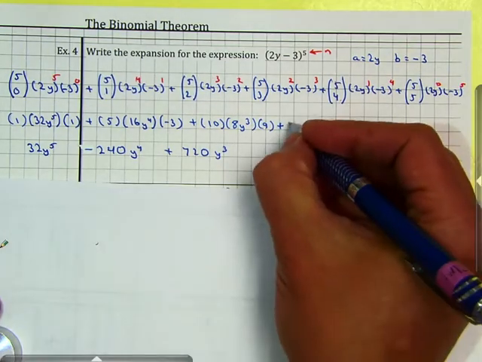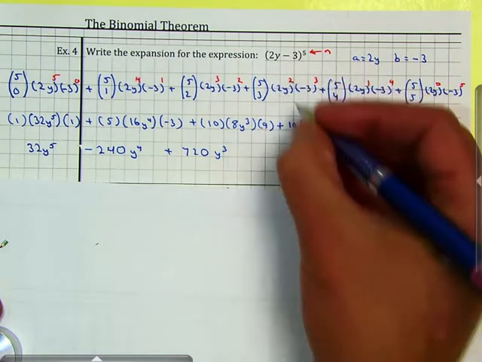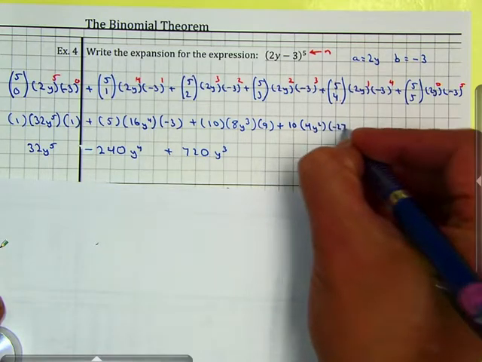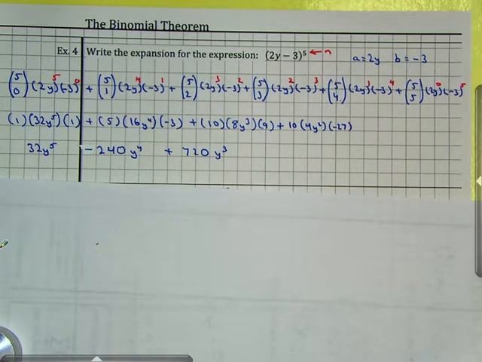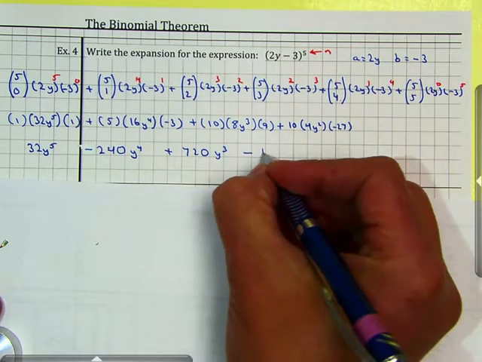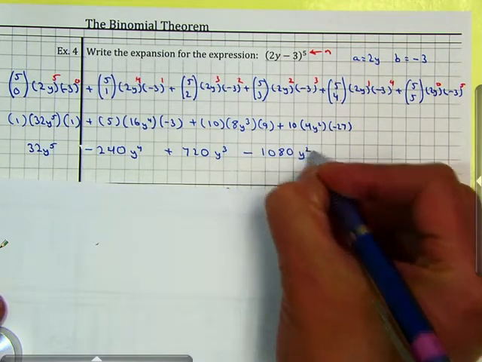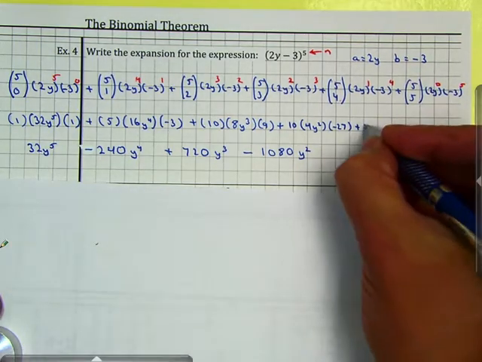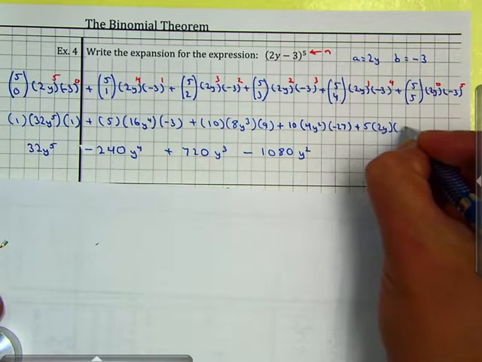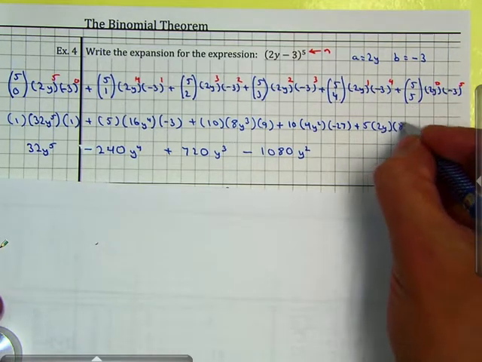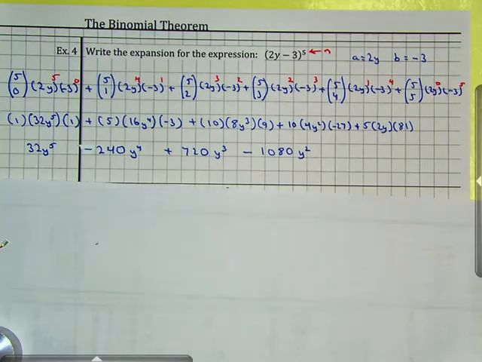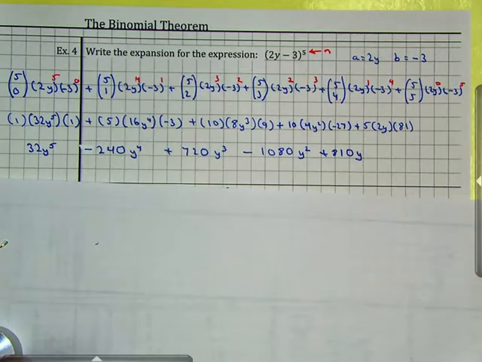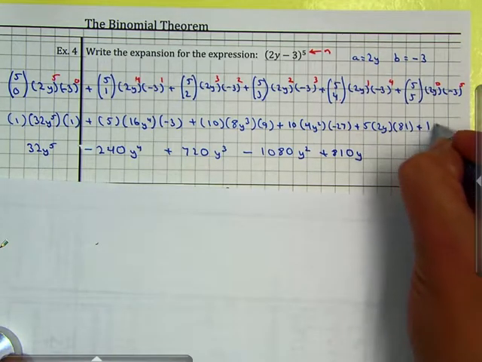Plus 5 choose 3 will give me 10 again. 2y to the second will be 4y squared. Negative 3 to the third power will be negative 27. So 4 times 10 times 27 will be negative 1,080y to the second power. Plus 5 choose 4 will give me 5. 2y to the first power. And negative 3 to the fourth power will be 81. So it'll be 10 times 81, which is 810y. And the last term, 5 choose 5 is 1.